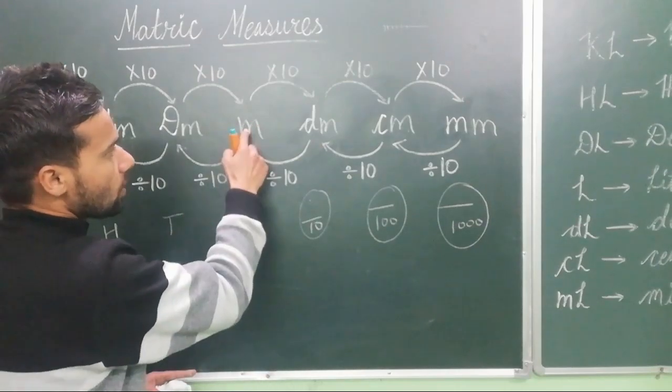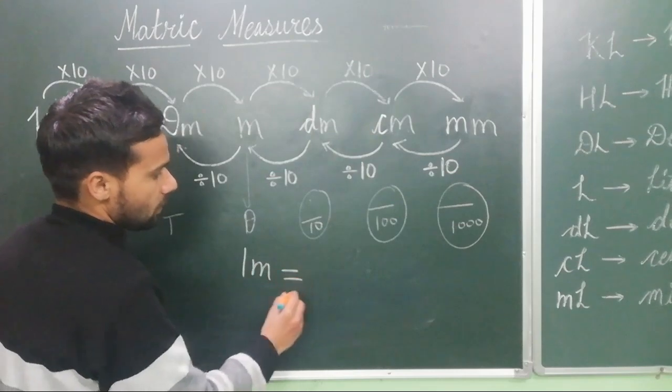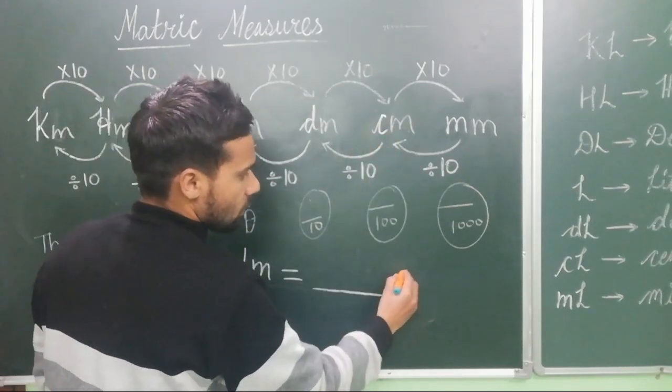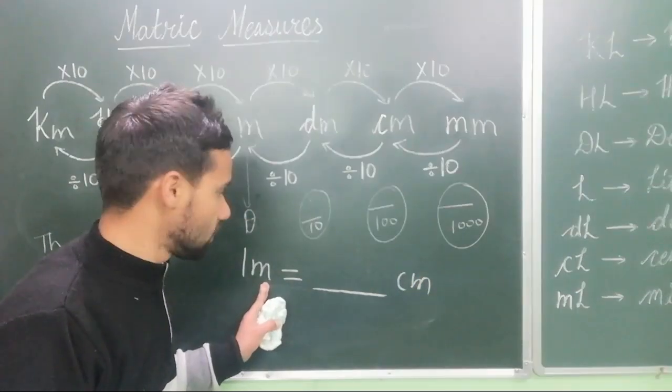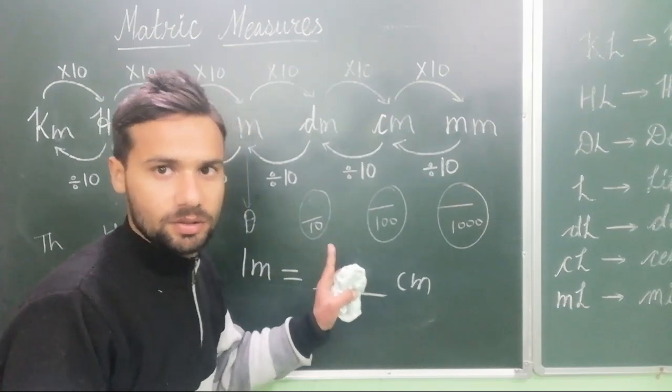Okay. If I want to convert 1 meter, I write here 1 meter into, for example, centimeter. So you know very well this answer. What is the answer of this? 1 meter is equal to dash centimeter. What do you write here? 100. You know very well.